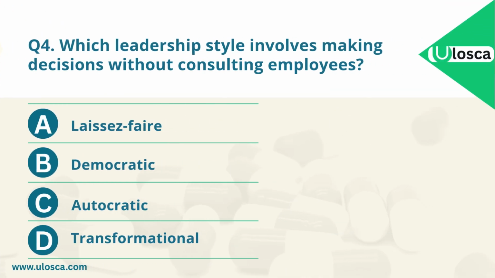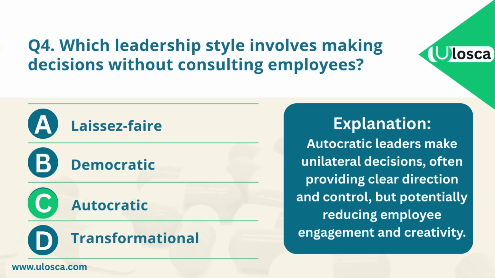The correct answer is C. Autocratic. Explanation. Autocratic leaders make unilateral decisions, often providing clear direction and control, but potentially reducing employee engagement and creativity.